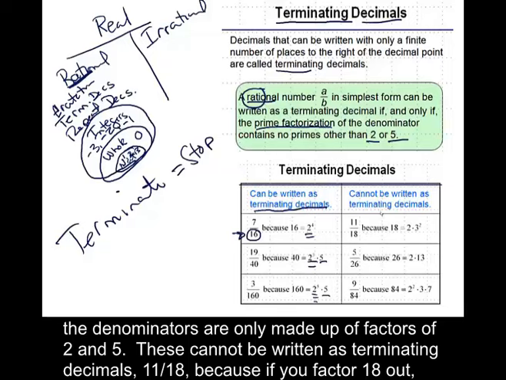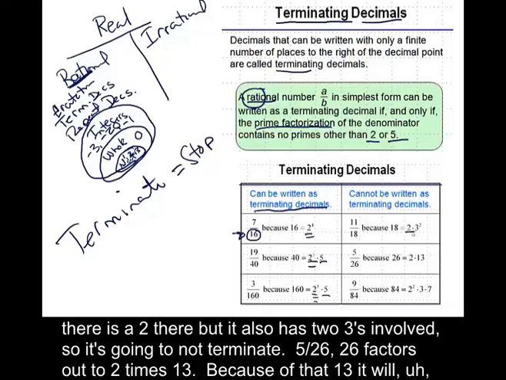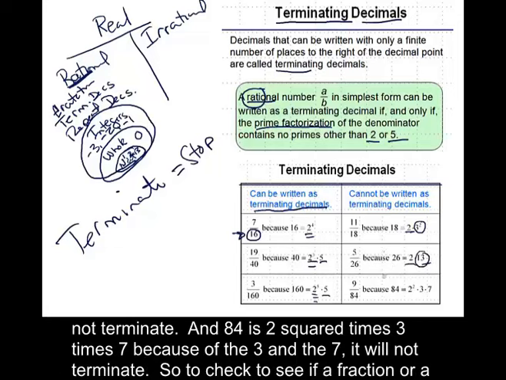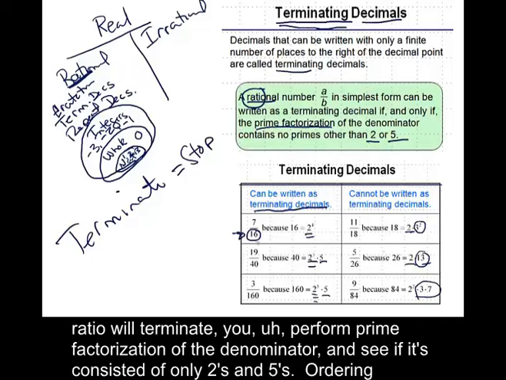These cannot be written as terminating decimals, 11/18ths, because if you factor 18 out, there is a 2 there, but it also has two threes involved, so it's going to not terminate. 26 factors out to 2 times 13. Because of that 13, it will not terminate. And 84 is 2 squared times 3 times 7. Because of the 3 and the 7, it will not terminate. So to check to see if a fraction or a ratio will terminate, you perform the prime factorization of the denominator and see if it consists of only 2's and 5's.